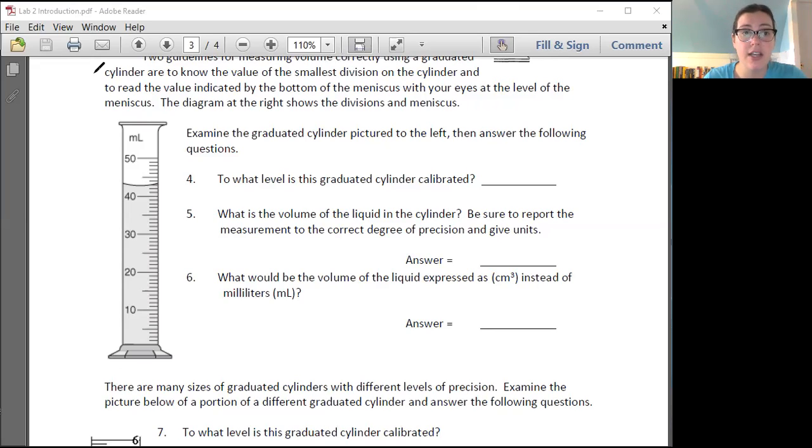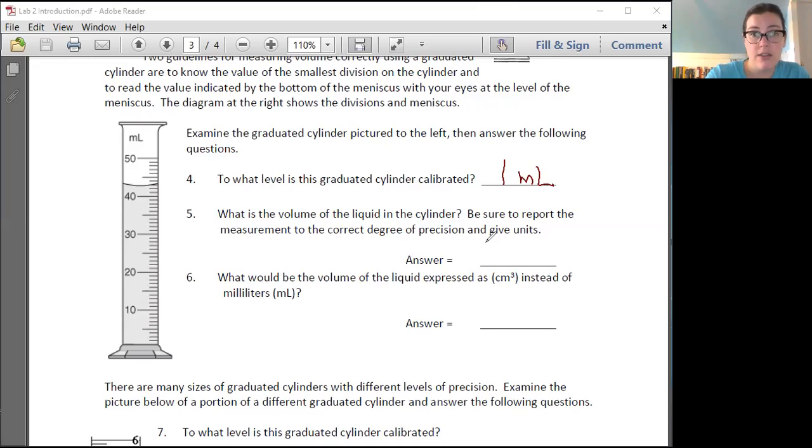Now, since I can count that every one is between 40 and 50, it's going 41, 42, 43. That means that this is calibrated to 1 milliliter, which means when we take our reading, we can actually express that to the next digit, which would be the 0.1 milliliter place. So when I read this, some of you may say that that is exactly on the 43 line.